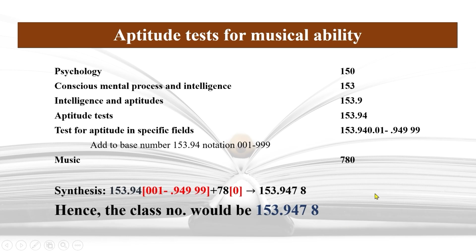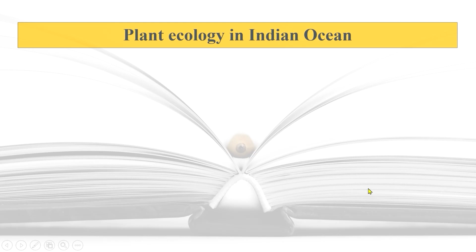Hope you understand that. So we will proceed to the next one. The next title is Plant Ecology in Indian Ocean. Plant is related with botany, that is under 580, and plant ecology should be there, and Indian Ocean is a place. So our primary facet is plant ecology, with which there is a geographic isolate, that is Indian Ocean.